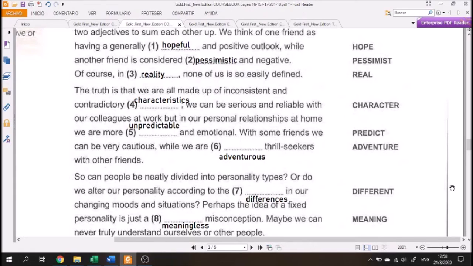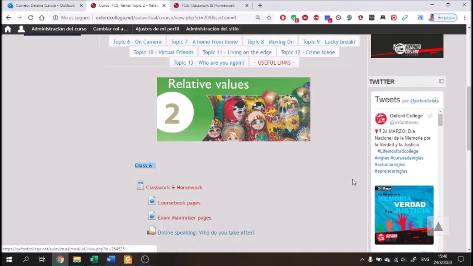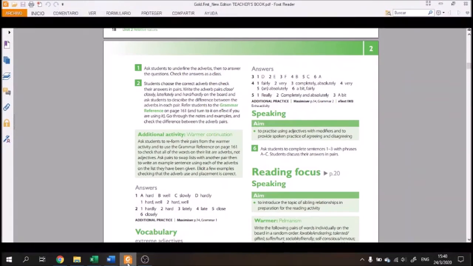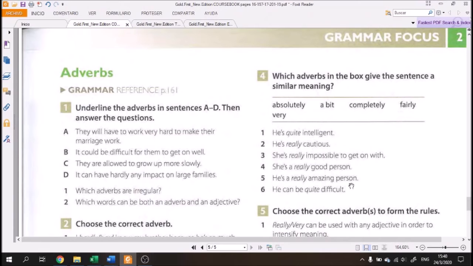Okay, let's continue working. I am back at the virtual classroom to show you that we will continue working on the course book. Remember, on this link that says course book pages, you have all the pages that we are going to use today. At the moment, I am on page 19 in the course book. We are going to continue working with adverbs.